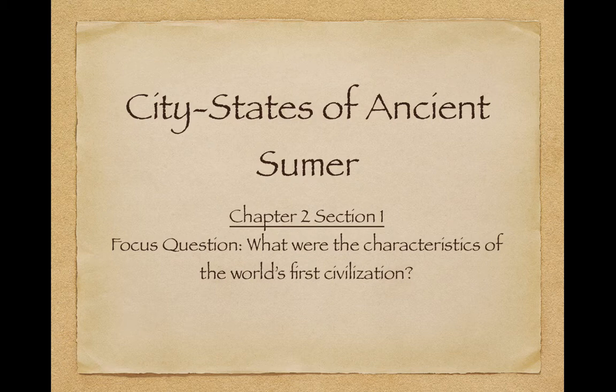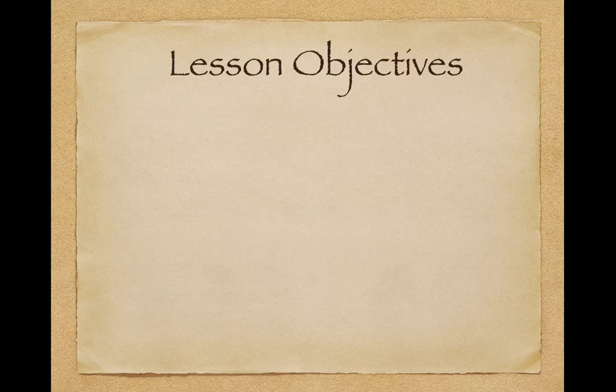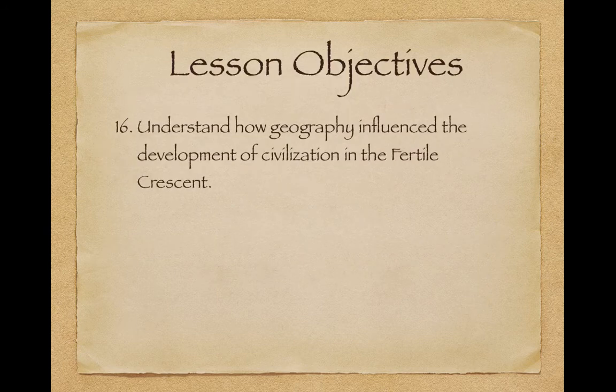And our focus question really here is, what were the characteristics of the world's first civilization? So what did this civilization look like? So we're looking at that type of thing today. Our lesson objectives, right? First one is to understand how geography influenced the development of civilization in the Fertile Crescent. So we're going to look at the geography a little bit. That's always the first thing we look at when we look at a new civilization.